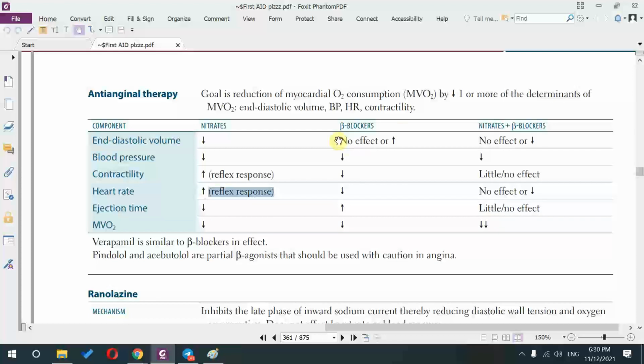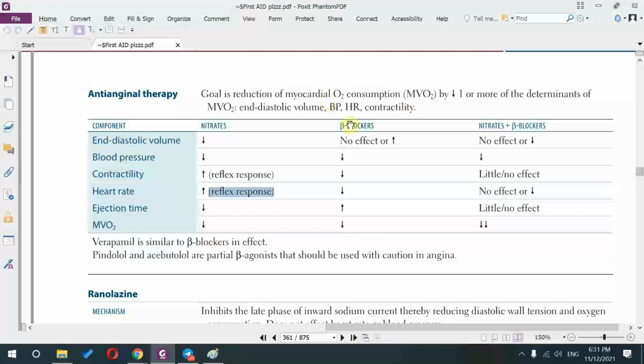Okay, now speaking about beta blocker, end diastolic volume, no effect or a little bit increased. That's bad. Well, we don't want it to be increased. Blood pressure is low, that's perfect. Contractility is low, awesome. Heart rate is low, amazing. Ejection time is higher, that's bad. We don't want that. Okay, so beta blockers overall reduce the MVO consumption.